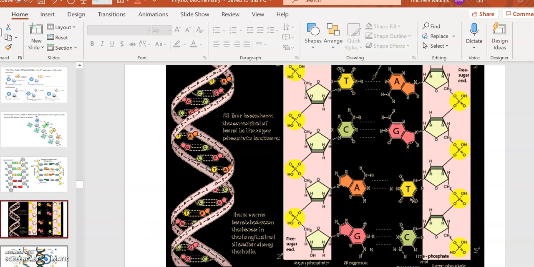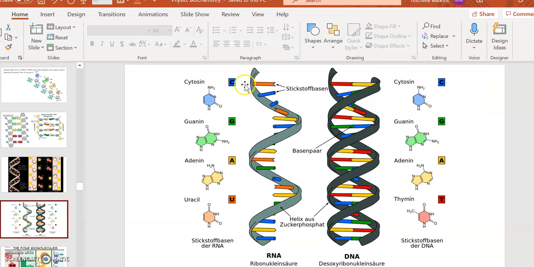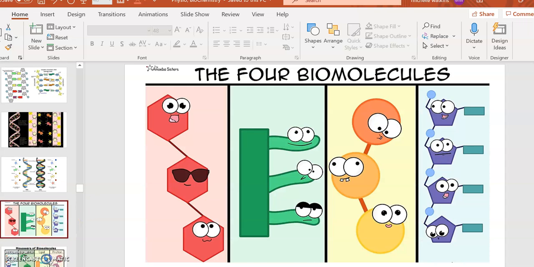This is the same thing, just more chemically detailed. And just to remind you, the RNA is single-stranded, the DNA is double-stranded, and they both kind of coil into a helix. Here they're just showing you the types of nitrogenous bases. Each color represents a different nitrogenous base. Here is a summary of the 4 biomolecules.